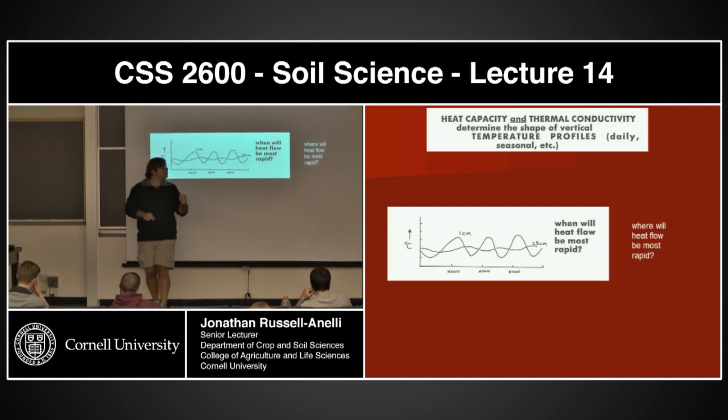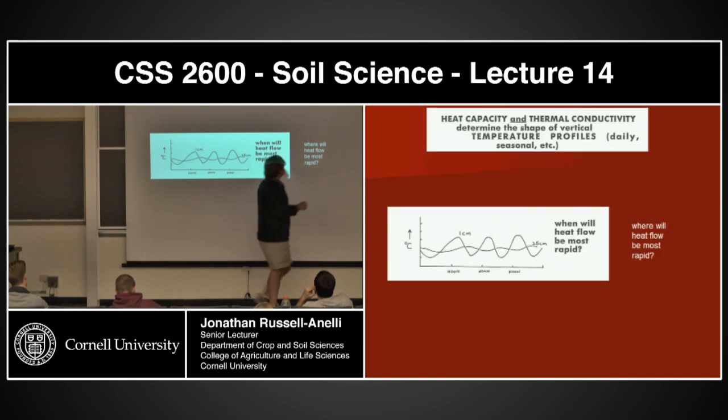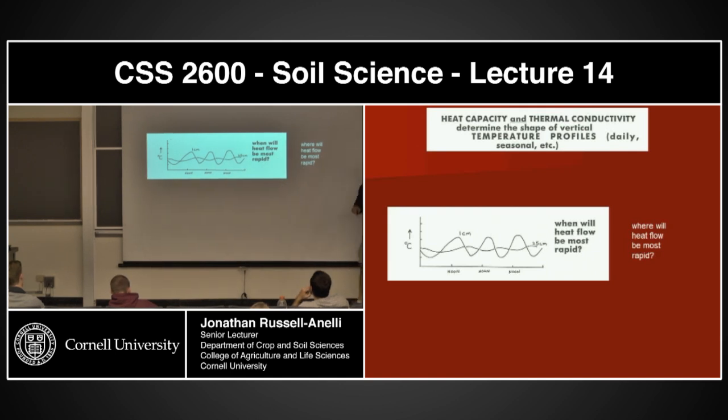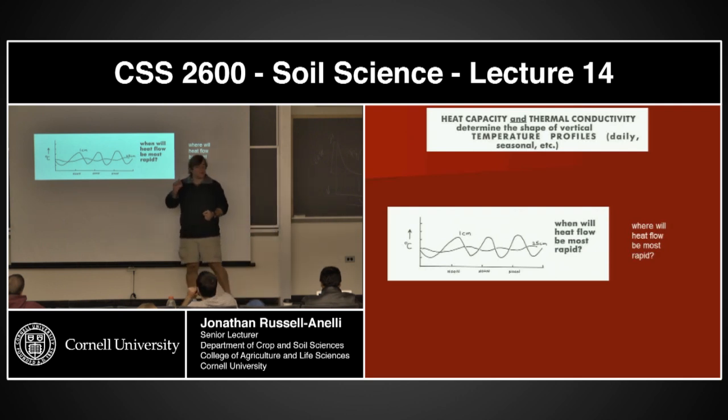Now I pose two questions here. The first is, when will heat flow be most rapid? And the next one is, where will heat flow be most rapid? Same location in essence, and time. They basically correspond to each other. If I'm moving from high temperatures to low temperatures, you certainly should look for the high points temperature-wise, and then look for the cool points, because that's where the energy is going to be transferring.